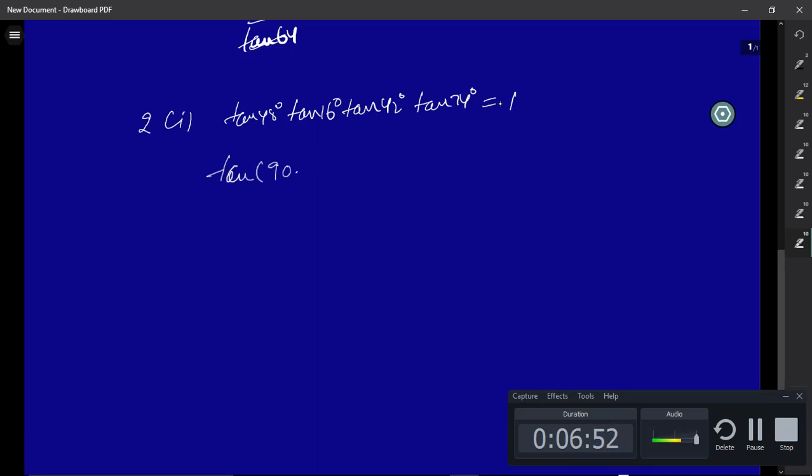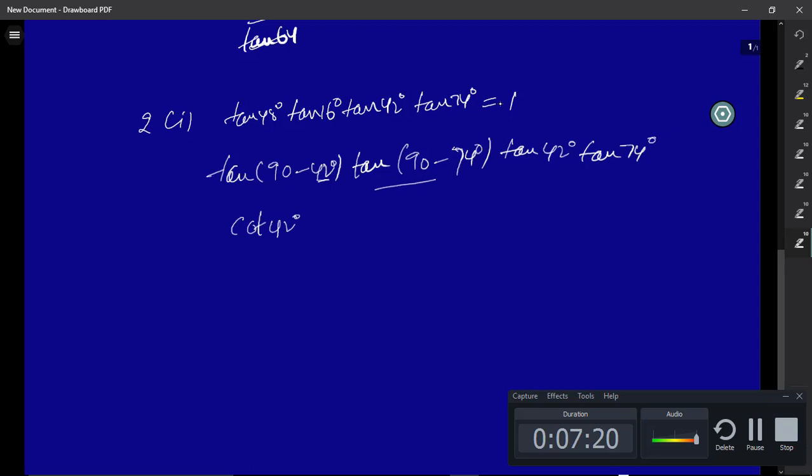48, I can write as 90 minus 42, and 16 I can write as 90 minus 74. If I subtract 74 from 90, obviously I'll get 16 degrees. The rest 2 I'm writing as it is. I know that tan of 90 minus theta is cot theta. Cot, what is theta here? 42 degrees. Tan of 90 minus theta, again it should be cot theta. What is theta here? 74 degrees. Rest 2 I'm writing as it is, not making any changes.